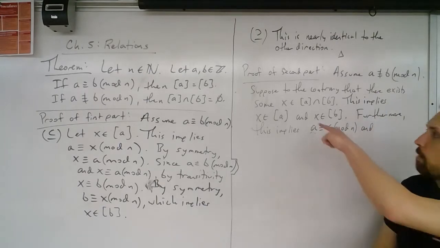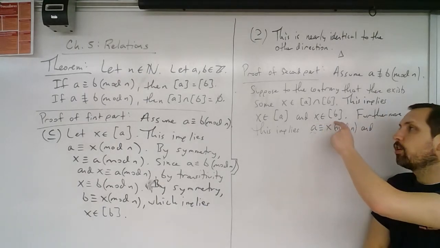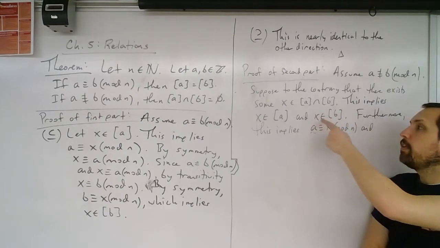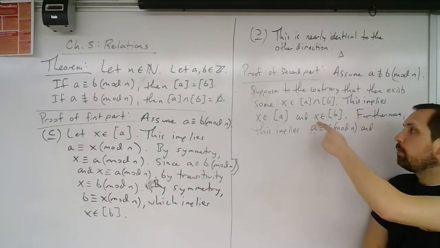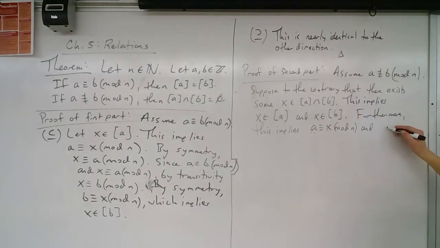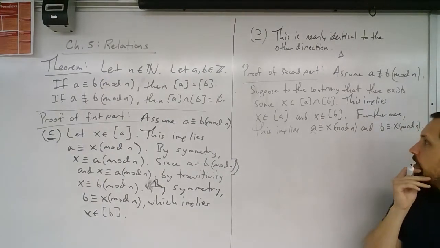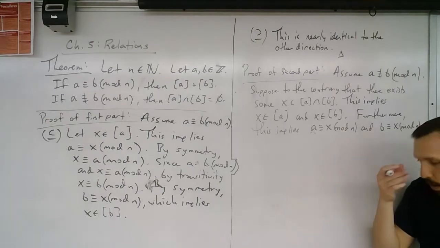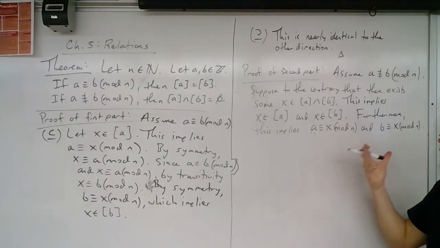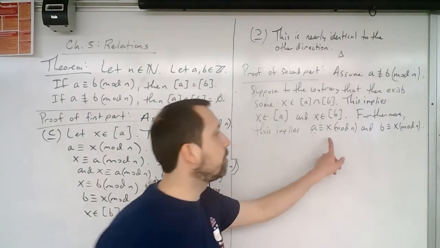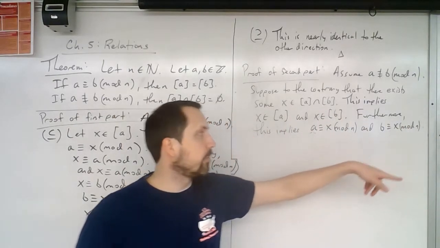And now by the same statement over here, if X is in the equivalence class, or in the relation class, of B, then that means that indeed B is going to be equivalent to X mod n. And B is now equivalent to X mod n. All right. Now, again, we're trying to come up with some type of contradiction. How do we come up with a contradiction? Well, what we've said here, A is congruent to X, B is congruent to X.